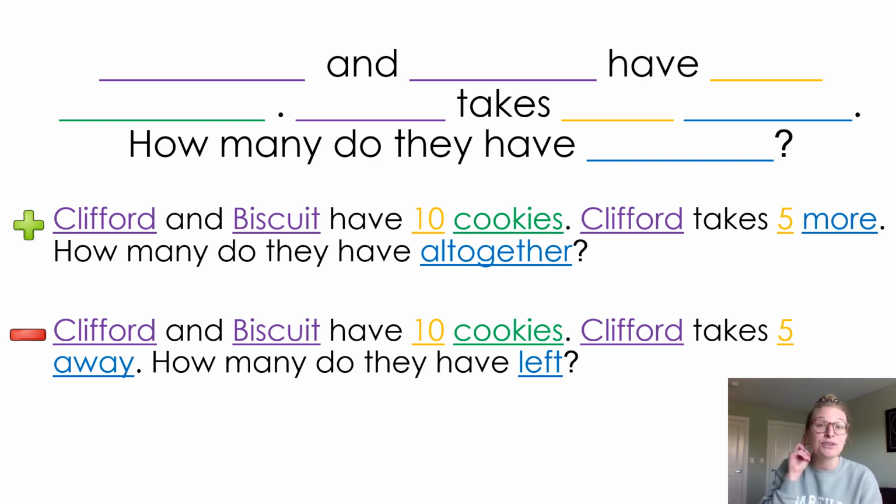I hope that you're hearing some of those addition words like all together and more. Now let's listen to the subtraction word problem. Clifford and Biscuit have 10 cookies. Clifford takes 5 away. How many do they have left? So I hope in that word problem you could hear some of our subtraction language like away and left. So I'm going to show you on the next slides how to make one of these very own word problems yourself.